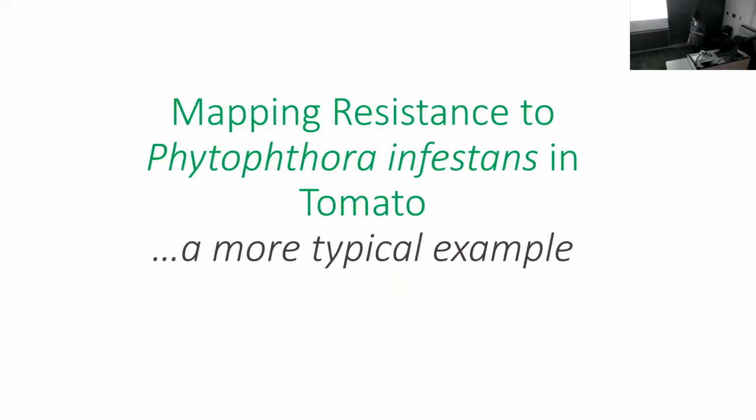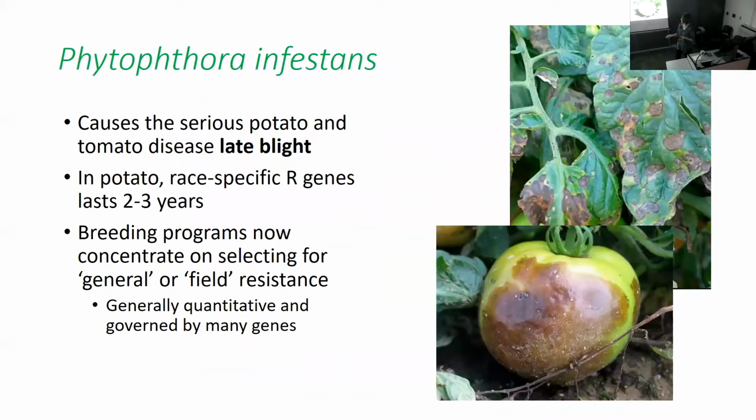But then, this is what I find is more typically the case, is the project I worked on with late blight resistance in tomato. So late blight is caused by Phytophthora infestans. It's a very serious disease of potato and tomato, and it's best known for causing the Irish potato famine of the 1800s, which caused mass starvation and immigration. Resistance lasts 2 to 3 years in potatoes, so they tend to look for general resistance, so many QTLs of small effect, and so that's what we tried to do in tomato too.